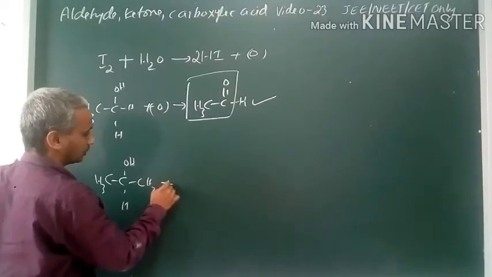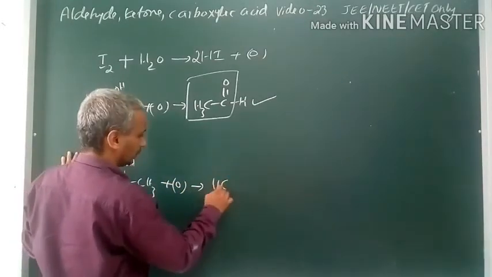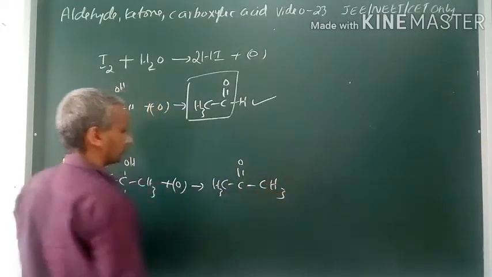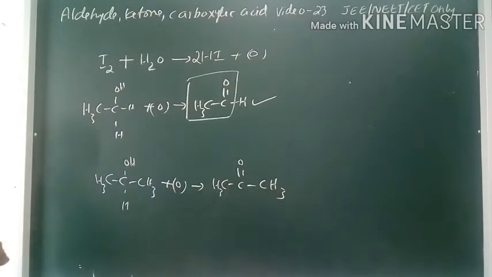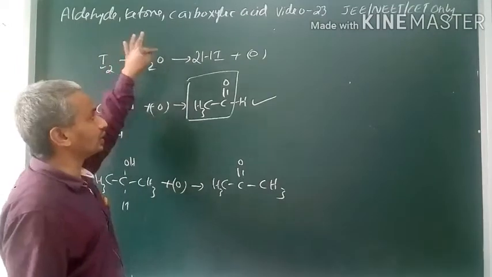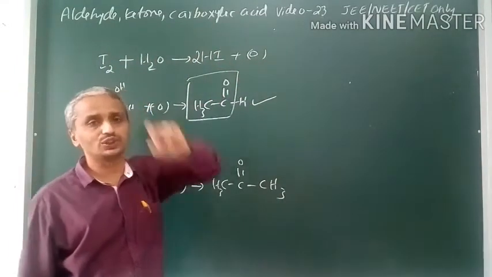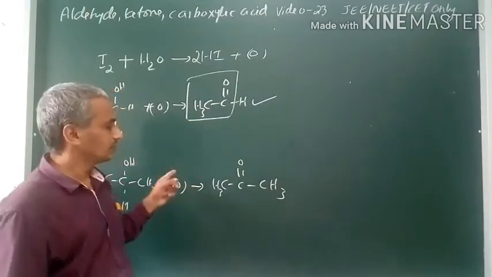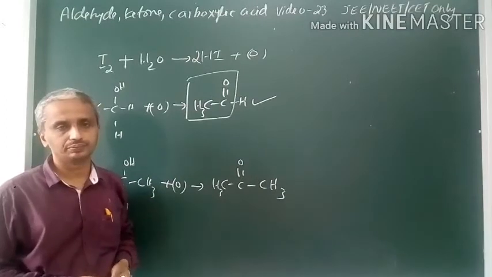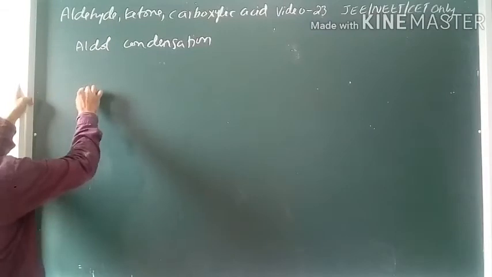CH3CHOHCH3 also takes up the oxygen and converts into CH3COCH3. This also answers the test. Iodine in presence of water acts as an oxidizing agent by giving nascent oxygen. This further reacts and gives the iodoform and so on. This is how the reaction takes place. Take this example.